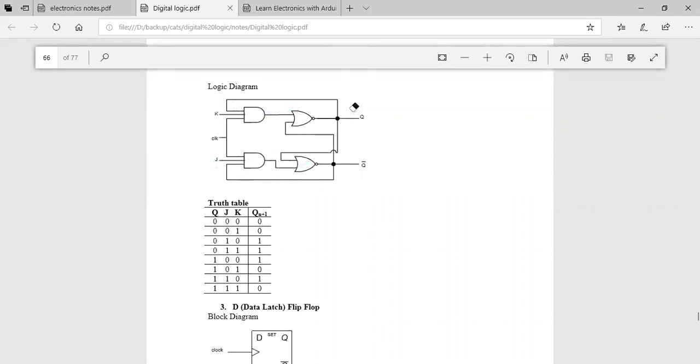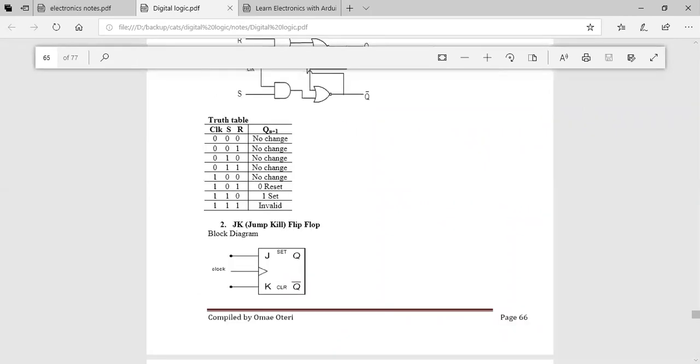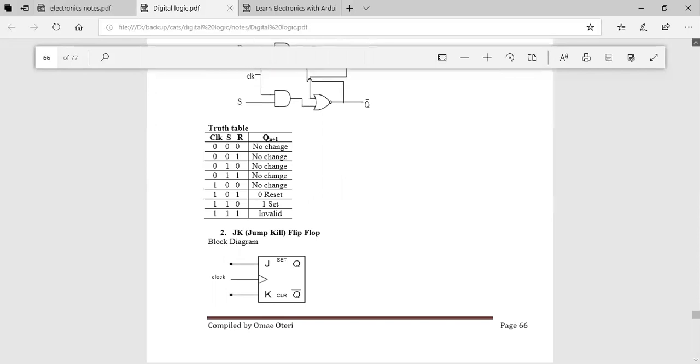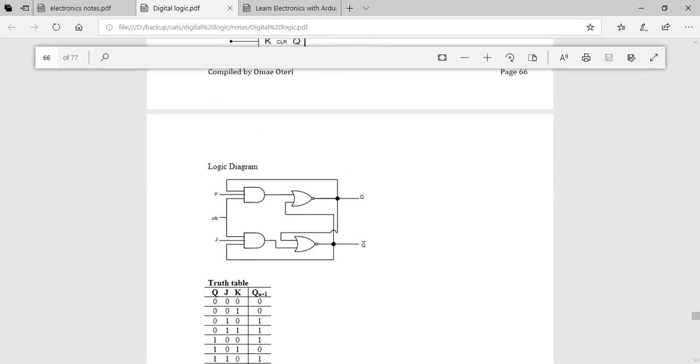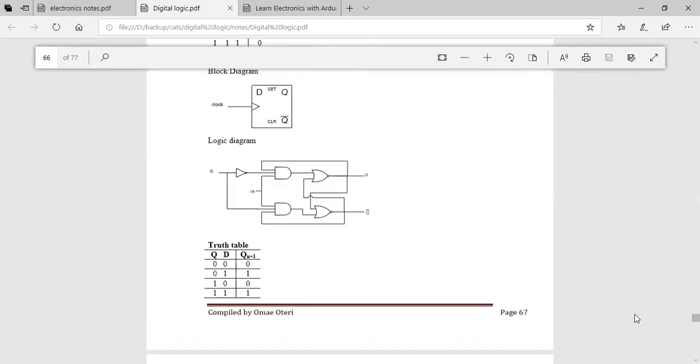So just look at the difference between the JK and the clocked RS. You realize that the difference is only in the feedback. There's a line that comes from here, it joins here. There's a line that comes from here, joins here. That's the only difference between this device and the JK that we are seeing here. Let's look at the next flip-flop, which is the D flip-flop, and that's what we have here.